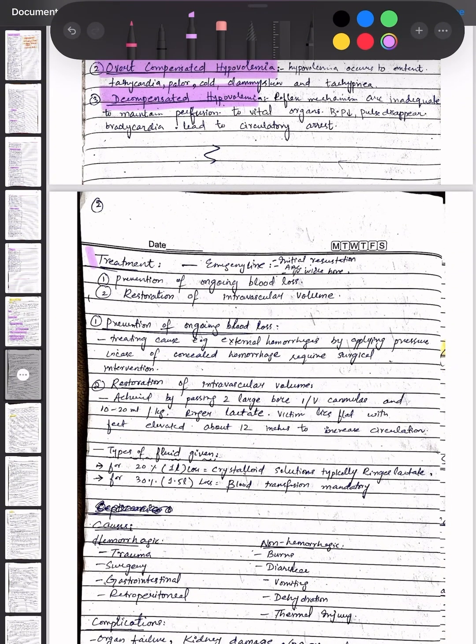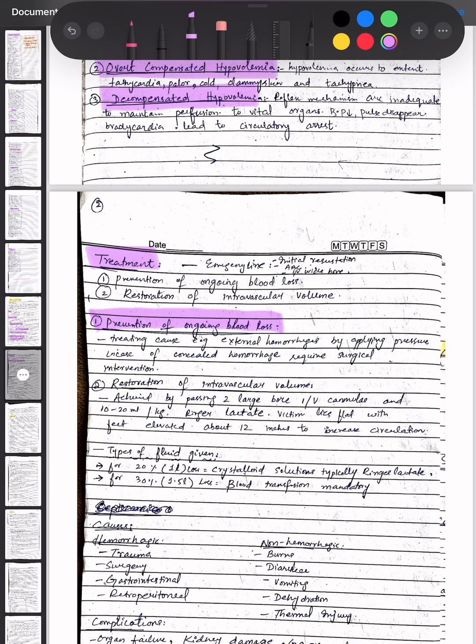First of all, prevention of ongoing blood loss. You have to prevent the blood loss. The second is restoration of intravascular volume. Prevention of ongoing blood loss: treating the cause, for example, external hemorrhages by applying pressure, while concealed hemorrhage requires surgical intervention.